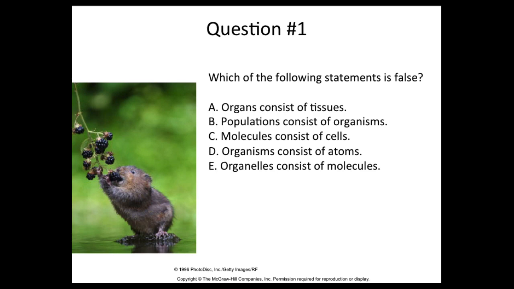So throughout these lectures, we're going to see some questions, and these questions are little mini quizzes to get you ready for the exams that we're going to have online. So here's question 1. Which of the following statements is false? You've got 5 choices. Organs consist of tissues. Populations consist of organisms. Molecules consist of cells. Organisms consist of atoms. Or organelles consist of molecules. So which of these 5 choices is false?